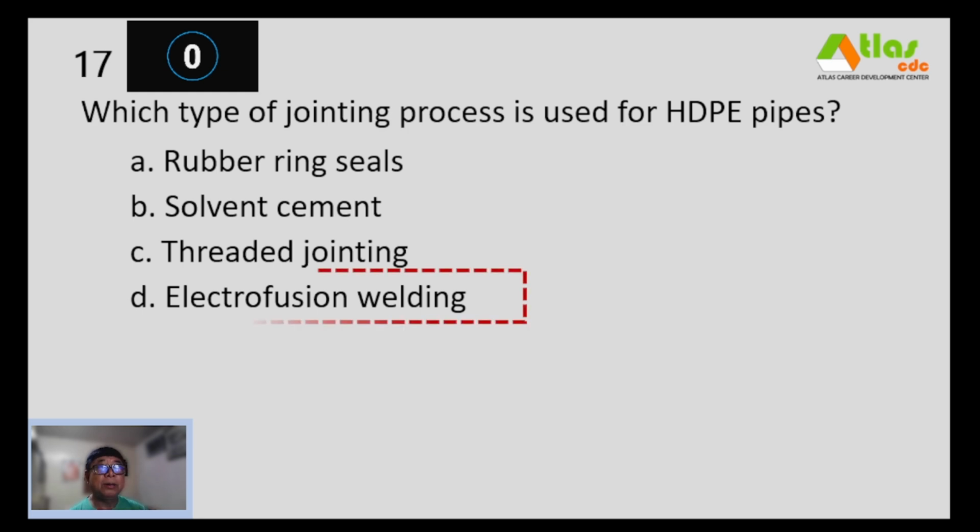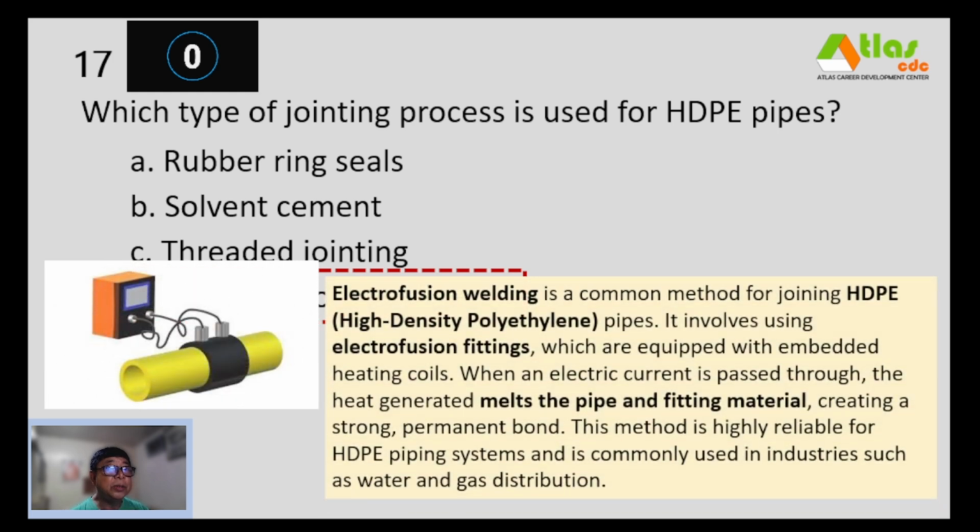And our correct answer is letter D, electrofusion welding. So electrofusion welding is a common method for joining HDPE or high-density polyethylene pipes. It involves using electrofusion fittings, this one, which are equipped with embedded heating coils. When an electric current is passed through, the heat generated melts the pipe and the fitting material, creating a strong, permanent bond. This method is highly reliable for HDPE piping systems and is commonly used in industries such as water and gas distribution.